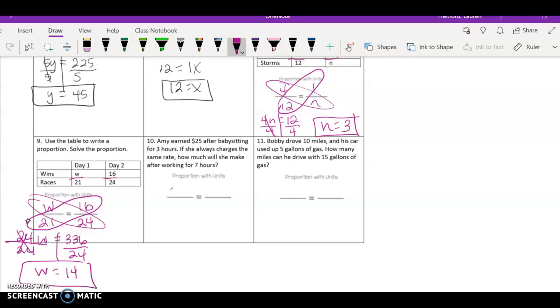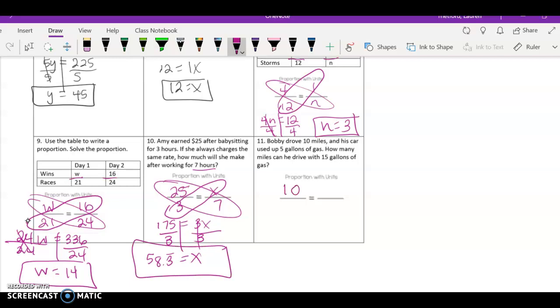Amy earns $25 after babysitting for 3 hours. How much does she charge if she works for 7 hours? 25 times 7 is 175. 3 times x is 3x. Divide by 3 on both sides. x equals 58.3 repeating.